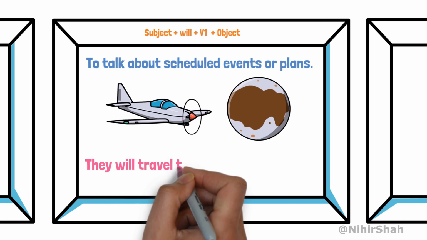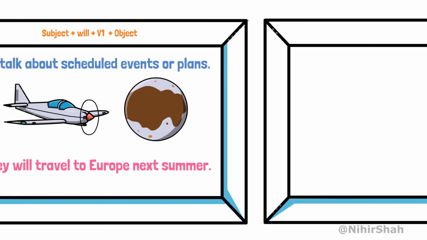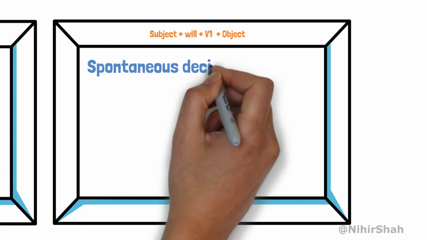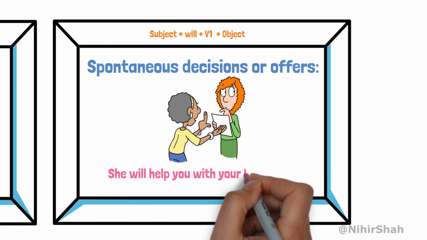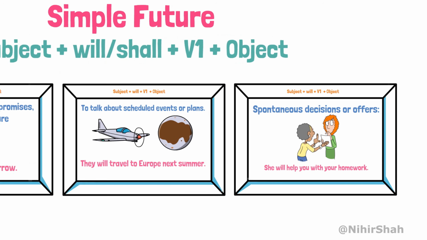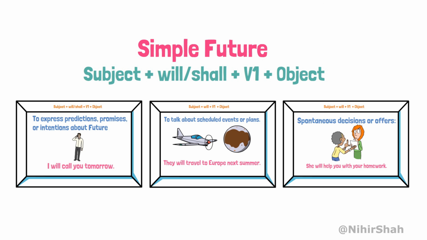They will travel to Europe next summer. And number 3, spontaneous decisions or offers. She will help you with your homework. The simple future tense helps to convey the idea of future actions or events that are planned, expected, or decided upon at the time of speaking.